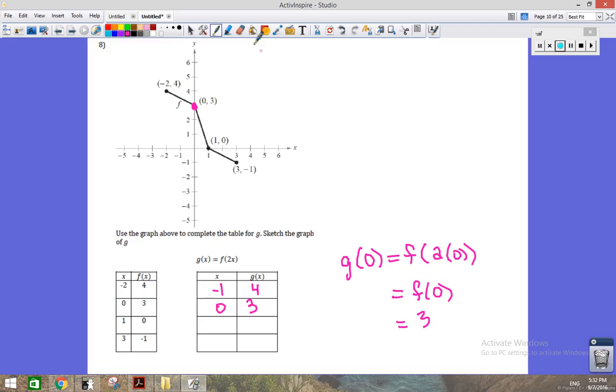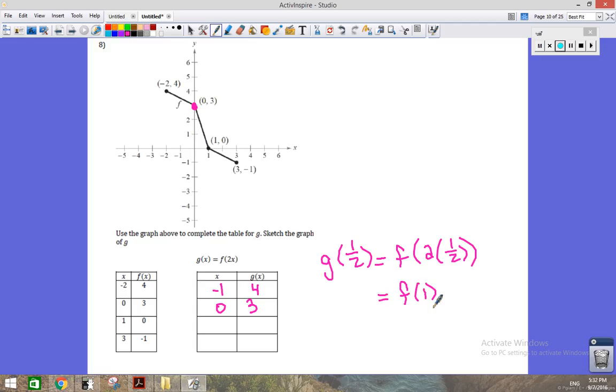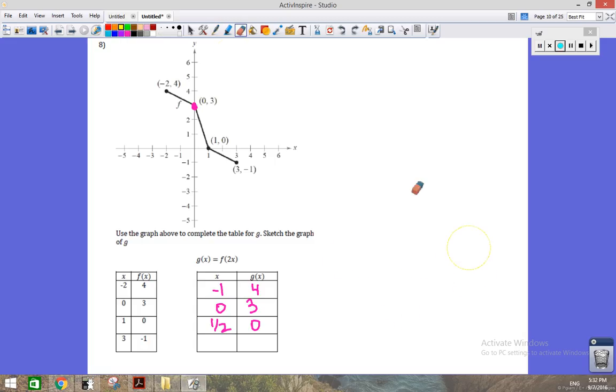All right, let's come over. Let's evaluate G at 1/2. Well, my equation says take 2 times x. This time x is 1/2. 2 times 1/2 is 1. And f evaluated at 1 is 0. So when x is 1/2, the output y is 0. We won't have to do this every time. We're only doing this the first time just to observe the relationships and these patterns so that in the future we can just jump in and we know the patterns.